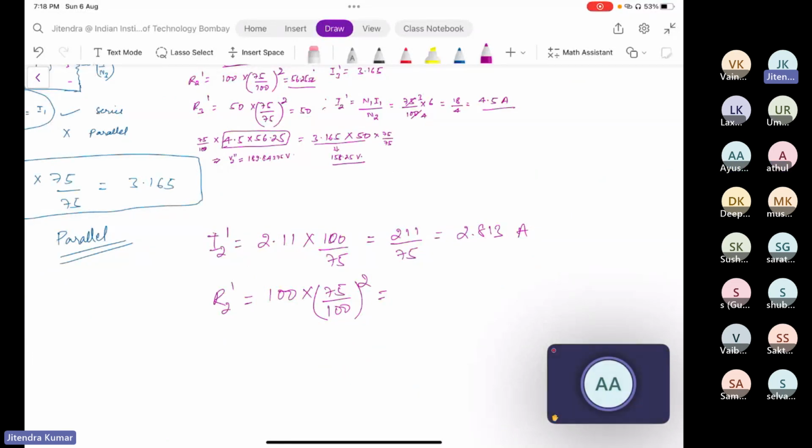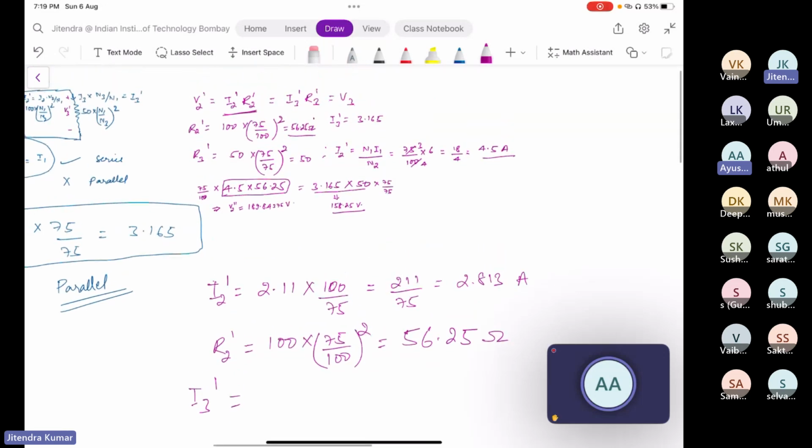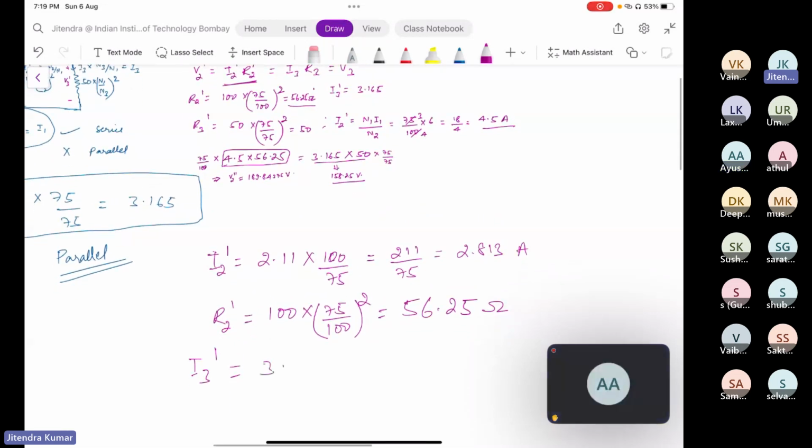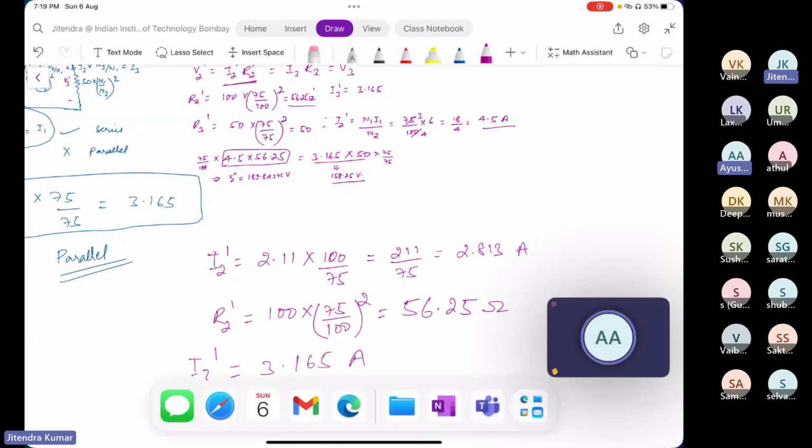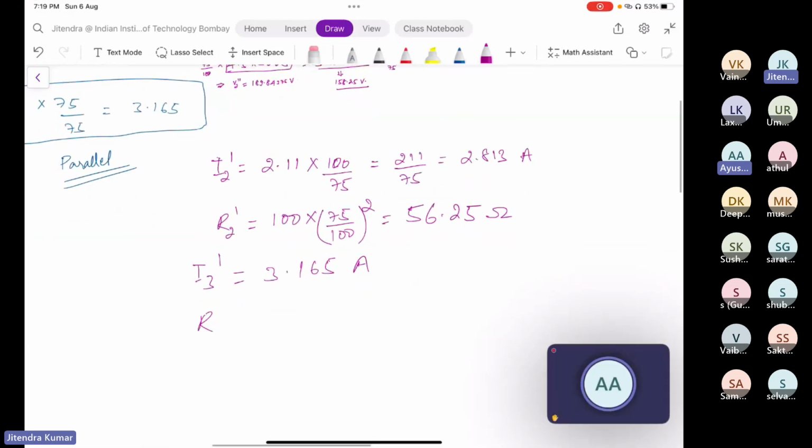56.25. Yeah, it is written there, 56.25 ohm. Yes, sir. And now we will conclude with this. Go with it, sir. Also, I3 dash is equal to I3 upon A. How much was I3, sir? There was 3.165 as I3. 3.165, and it will remain the same, right? It remains the same because the windings are the same, the number of turns are the same. And R3 dash is equal to the same 50 ohm.